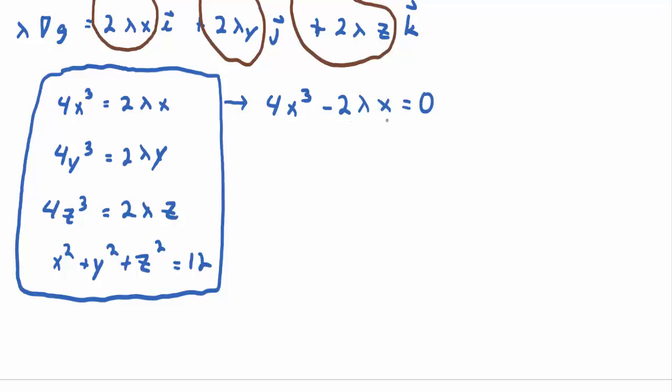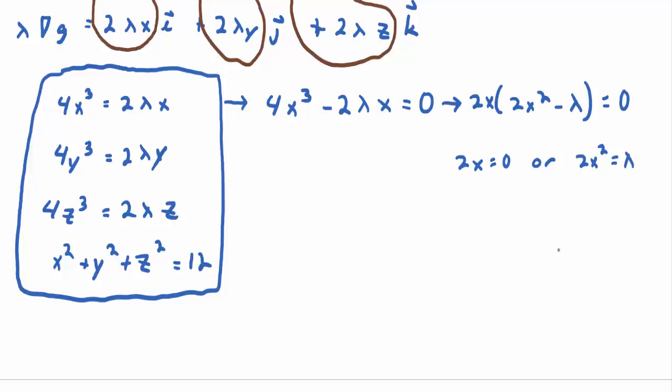And then what could you factor out of this first equation on the left side? A 2x, and then what's left? 2x squared minus lambda. And that's equal to 0, right? So that gives you two possibilities. Either 2x equals 0, or lambda equals 2x squared. Or x squared, it depends on how you want to solve it, but 2x squared equals lambda, and you can solve it as you want from there. So this is one case, and this is another case.